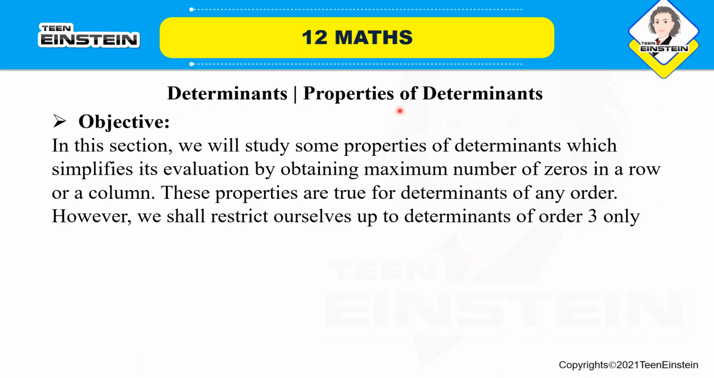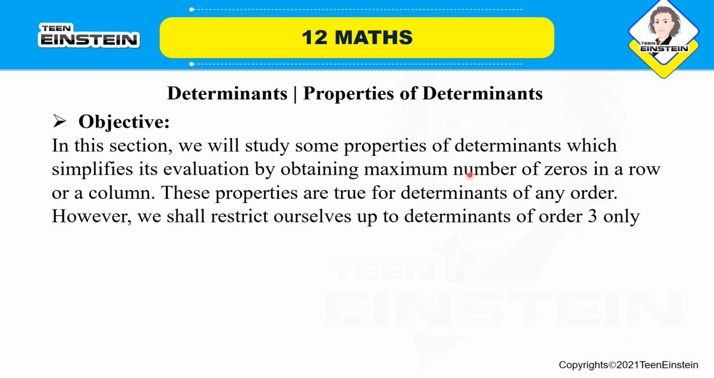Determinants, properties of determinants. In this video we are going to learn some of the properties of determinants which simplify its evaluation by obtaining maximum number of zeros in a row or a column. These properties are true for determinants of any order. What is the meaning of the first statement? We will study some properties of determinants which simplify its values.